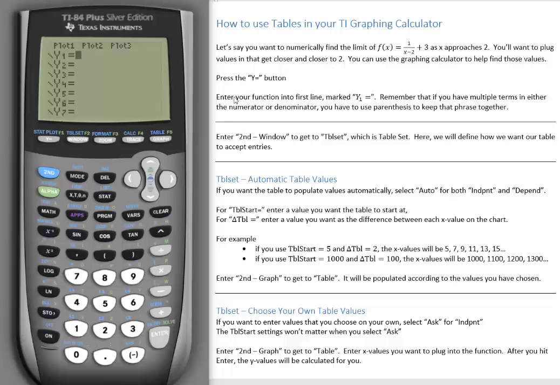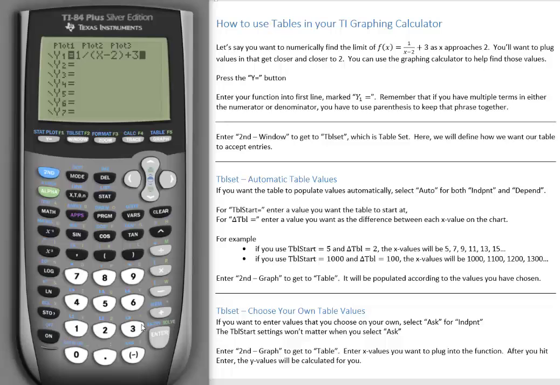But recall that if you have something in the denominator that is more than one term, you have to keep that whole denominator together with parentheses. We use this for a variable, x, minus 2. All right, and now that we're done with the denominator, we just write plus 3. All right, so there's our function.